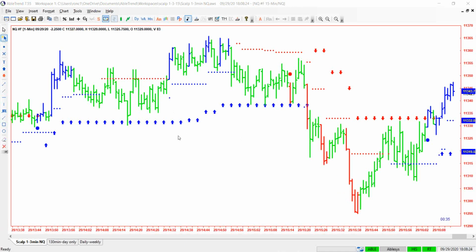So let's take a look at the futures market today. The NQ, being that it was such a good day, using the Able Trend scalp chart today. But there were some rocky periods. As I always say, it's definitely going to rattle you sometimes.